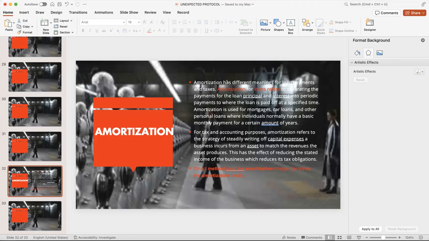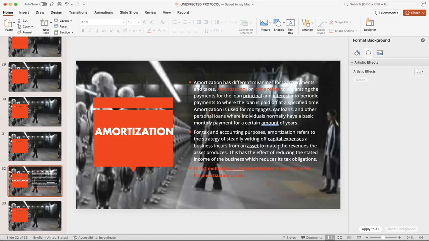So it says amortization has different meanings for loan payments and taxes. Amortization for loans refers to separating the payments for the loan principal and interest into periodic payments to where the loan is paid off at a specified time. Amortization is used for mortgages, car loans, and other personal loans where individuals normally have a basic monthly payment for a certain amount of years. For tax and accounting purposes, amortization refers to the strategy of steadily writing off capital expenses a business incurs from an asset to match the revenues.